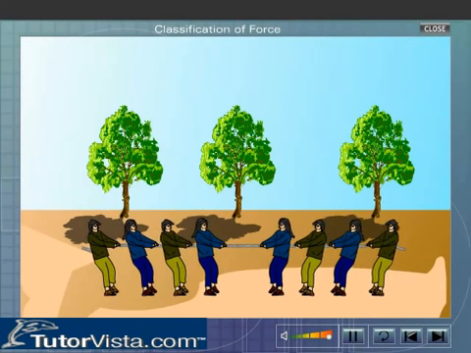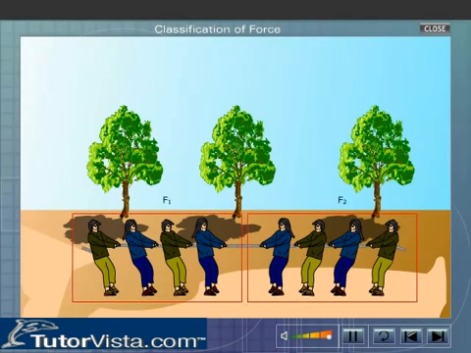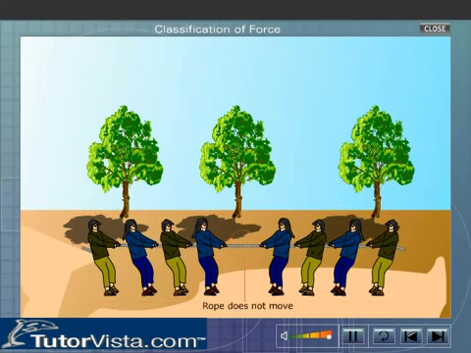If the two teams pull the rope with equal force, that is, F1 is equal to F2, then the rope does not move in either direction. Under this condition, the forces acting on the rope are balanced forces. Thus we see that a body at rest when acted upon by balanced forces does not move from its position.